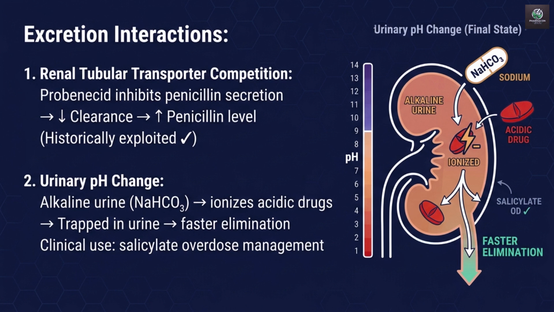The degree of ionization of a drug in urine determines how much is reabsorbed versus excreted. Alkalinizing the urine with sodium bicarbonate traps acidic drugs like salicylate in ionized form in the urine, accelerating their elimination, a clinical strategy used in salicylate overdose management.